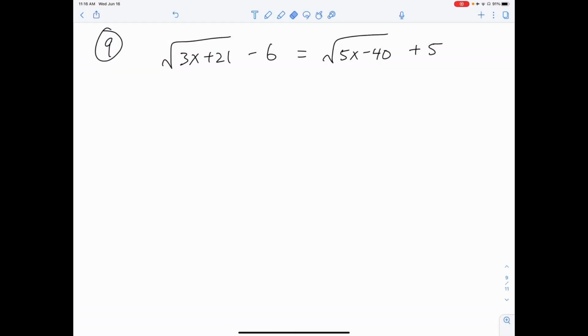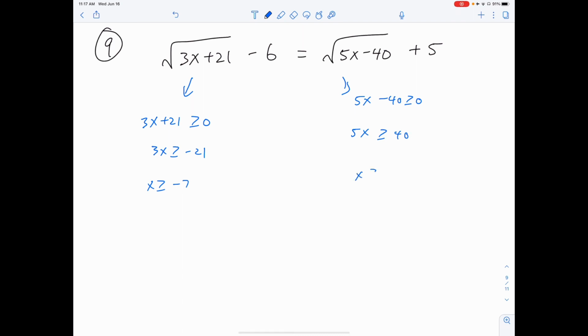So number 9, another example. So let's take a look here. Once again, left side, right side, they both have square roots. So again, we look for their conditions or restrictions. 3x plus 21 greater than or equal to 0, minus 21 from both sides, and then we divide both sides by 3. So we have x is greater than or equal to negative 7. On this side, 5x minus 40 greater than or equal to 0. Add 40 to both sides, divide both sides by 5.